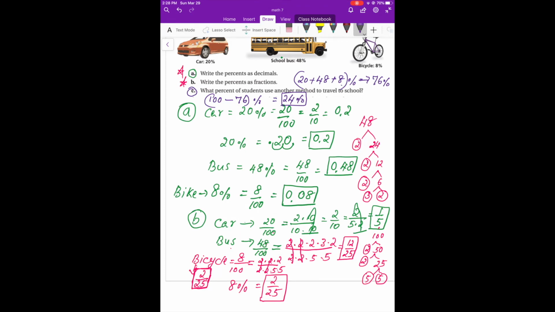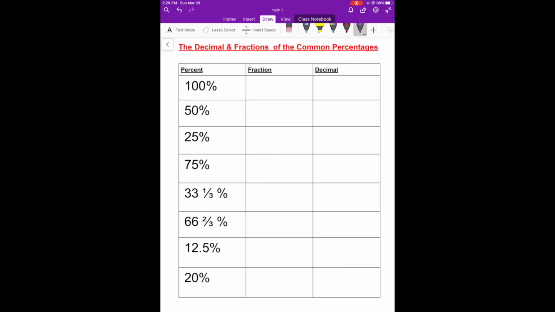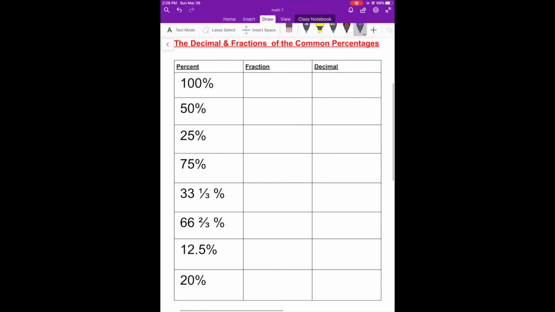Hope you understand, and it's a lot of writing. Hope you will follow along and understand everything, and you can go back and review the concepts if you want. It's very important for you to understand the decimal and fractions of the common percentages, the common percentages that we use.